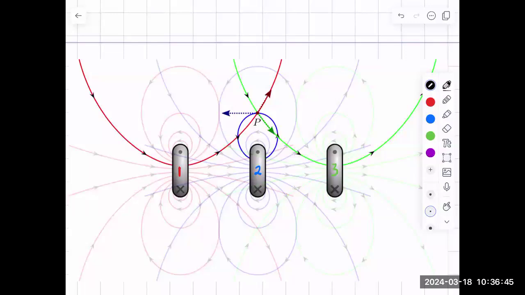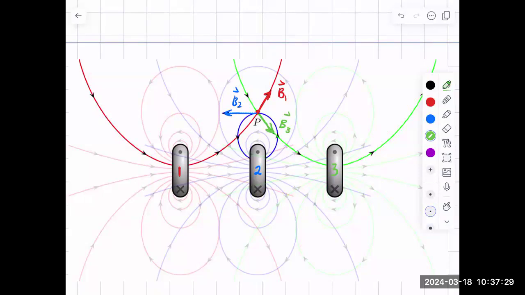Okay, what I want to do is look at the net magnetic field at point P. So from current loop 1 at point P, we get this magnetic field B1. And then from current loop 2, we get this magnetic field B2 at point P. And then from the third one, we get this one, which is B3. What would happen approximately if you added up all those three magnetic fields at point P as vectors?